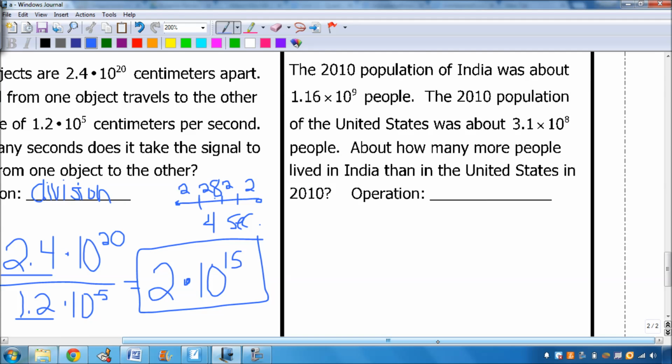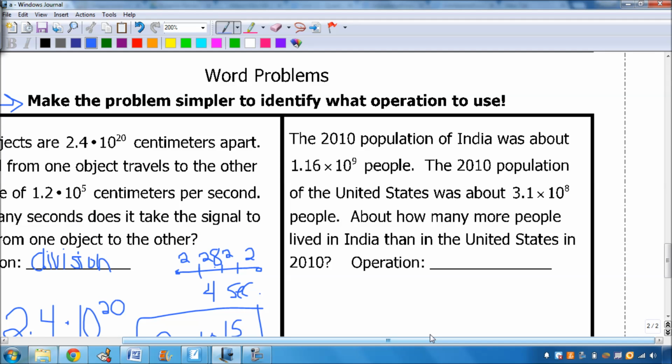All right, so now let's take a look at the next example. The 2010 population of India was about 1.16 times 10 to the 9th people. Cross it off, make it an easier number. I'm going to use 10 people, okay? The 2010 population of the United States was about 3.1 times 10 to the 8th power people. This is a smaller number because the exponent is smaller, so I'm going to cross it off and use an easier number, and I'll just say 7 people, okay?